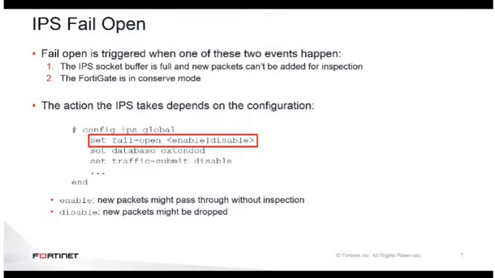IPS goes into fail-open mode when there is not enough available memory in the IPS socket buffer for new packets. The IPS also goes into fail-open mode when the FortiGate is in conserve mode. What happens during that state depends on the IPS configuration. If the fail-open setting is enabled, some new packets, depending on the system load, might pass through without being inspected. If it is disabled, new packets might be dropped.